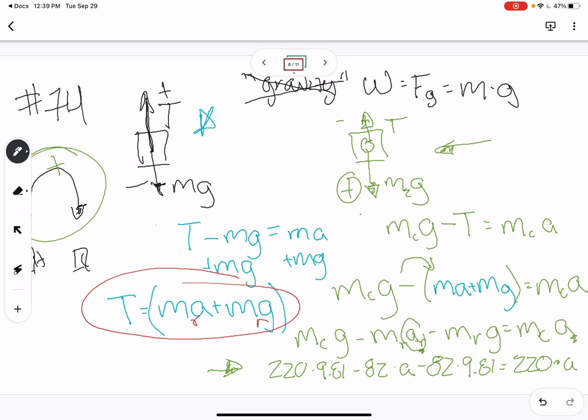Okay. So for the tension, I got 1,173, but ignoring sig figs. What units is that in? Is that in newtons? That would be in newtons. So 1,172 newtons. To put it in 2 sig figs, it would be 1,200. Alright.